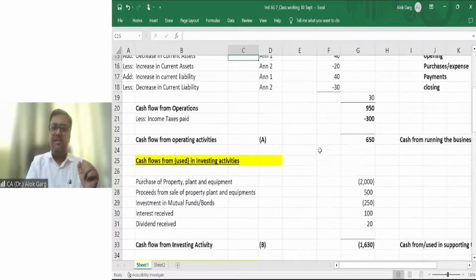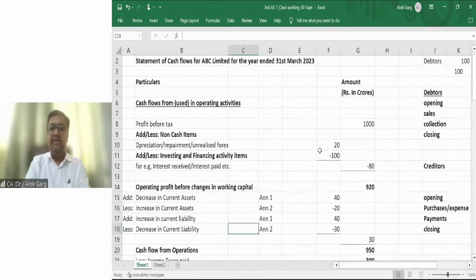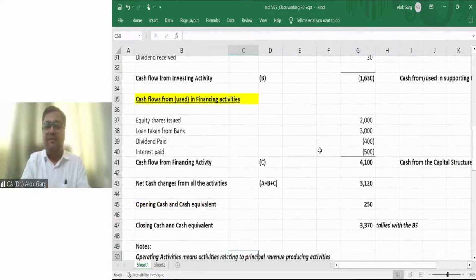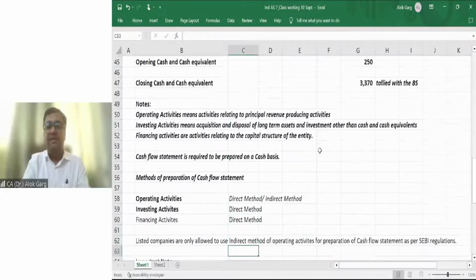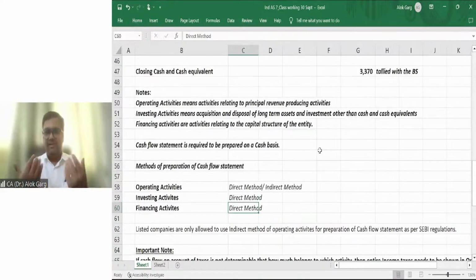But you have seen a lot of adjustment in your operating activity. Your add or less non-cash item, add or less investing and financing item, then operating profit before changes in working capital, then working capital movement, right? But the adjustments are not there in investing and financing activity. Why? Because investing and financing activity is always required to be prepared on a direct method. Direct cash which has gone out, direct cash which has come in. We have one case study from the study material on this part. We will do that. Okay.